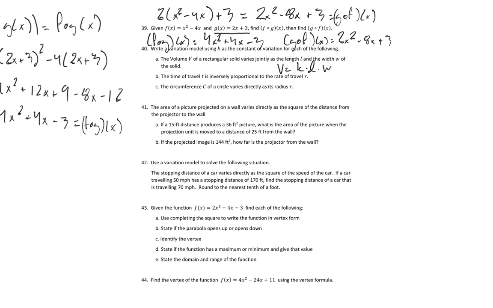All right, time of travel T is inversely proportional to the rate of travel R. Well, inversely proportional means that as one gets big, the other one gets smaller. So maybe a way that you could think about this is K over R. Because now as R gets bigger, T is getting smaller, and it has to do with this constant K.